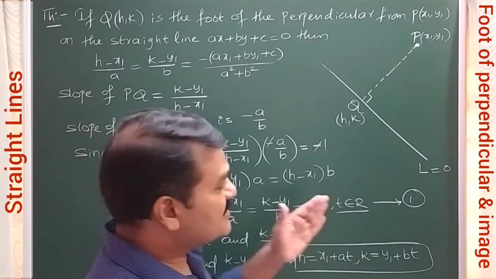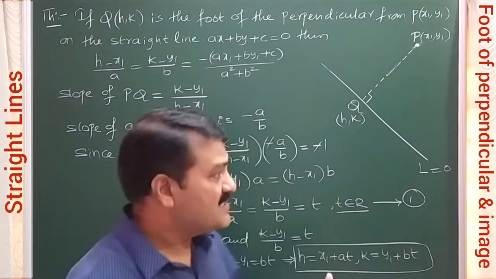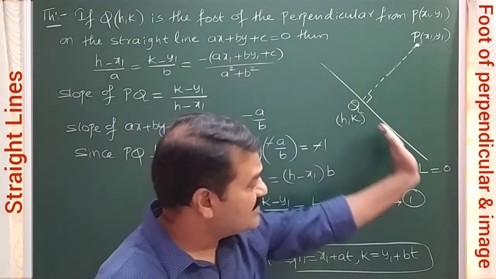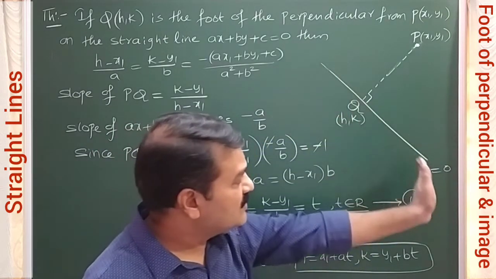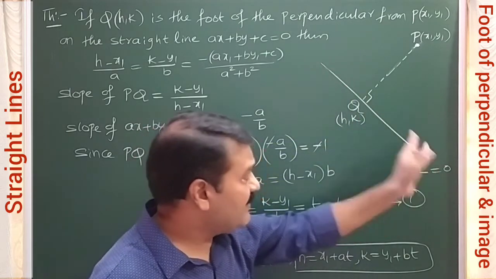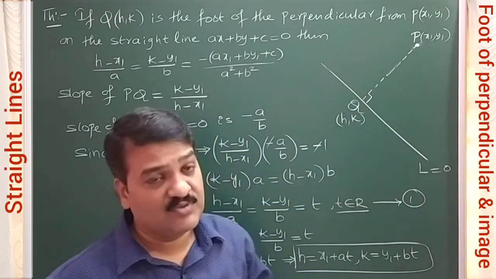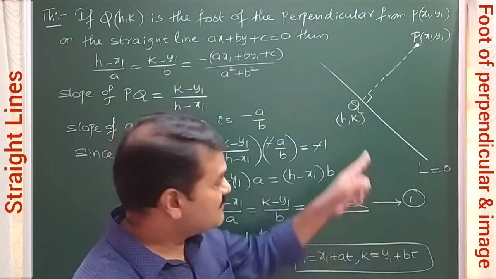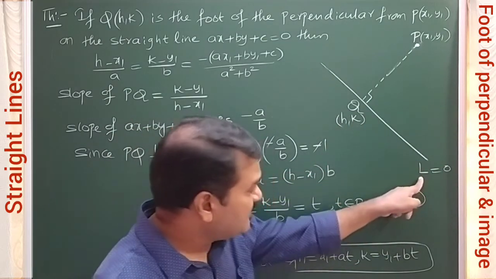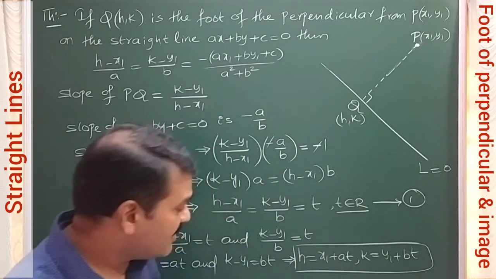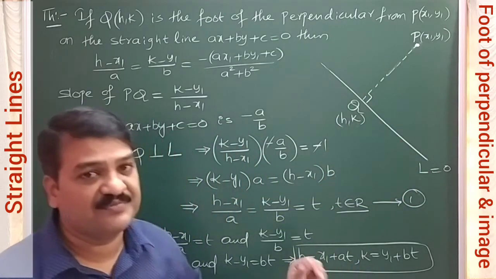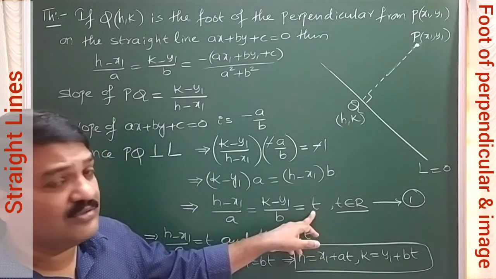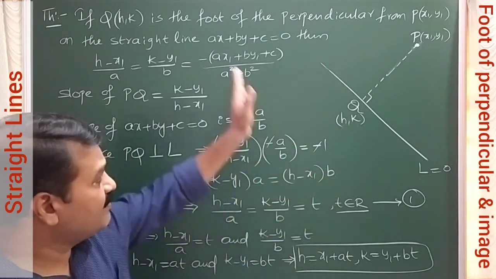Now, the next condition we are going to apply is, the point h comma k actually lies on this line. So point h comma k must satisfy the line. So we can substitute h comma k in the line now. In place of h comma k we will use these values to find the value of t, because once we get the t value we can substitute here. Proof is completed.